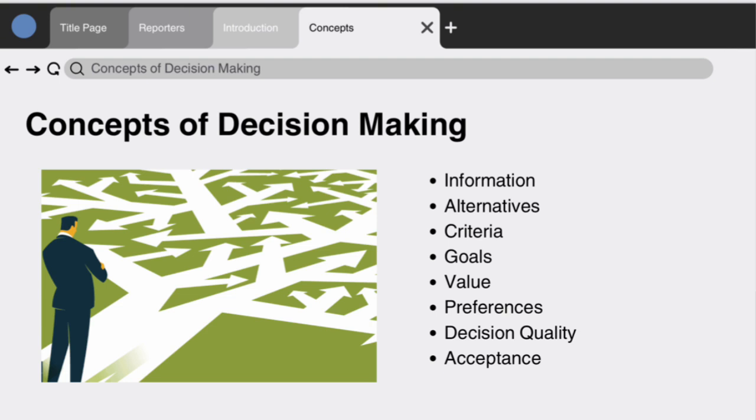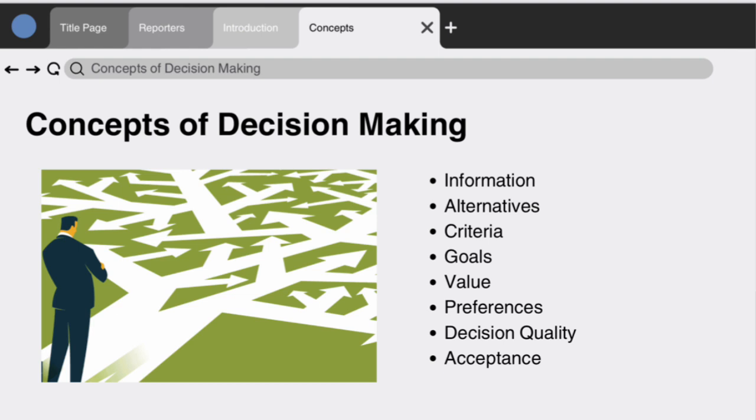Value. This refers to how desirable a particular outcome is. Preferences. These reflect the philosophy and integrity of the decision maker. Like some people prefer excitement to calmness, certainty to risk, efficiency to aesthetics, quality to quantity, and so on. It all depends upon the decision maker.